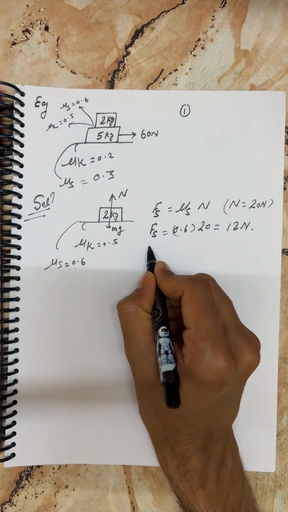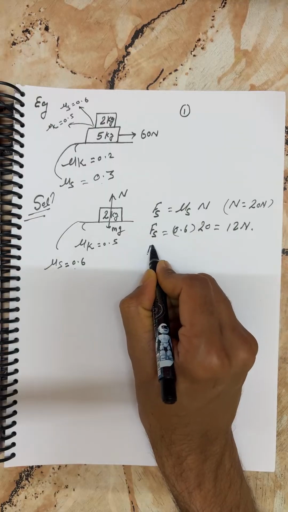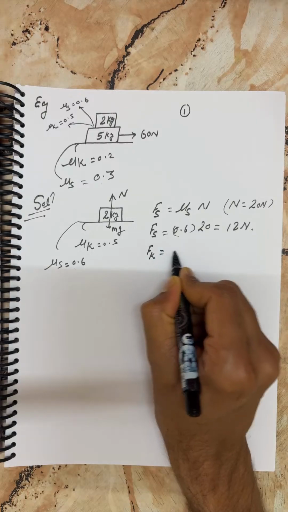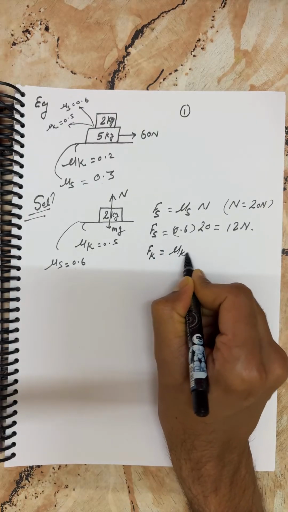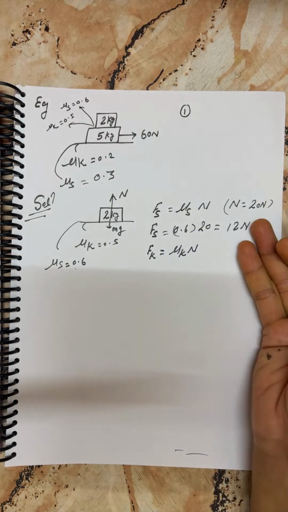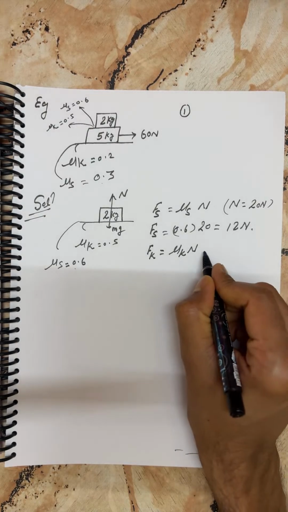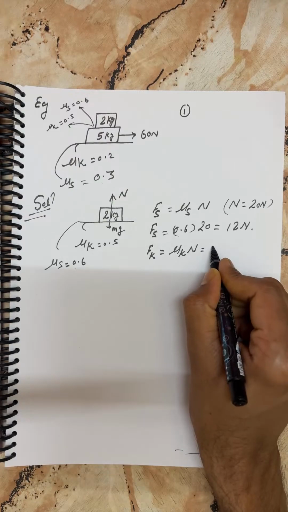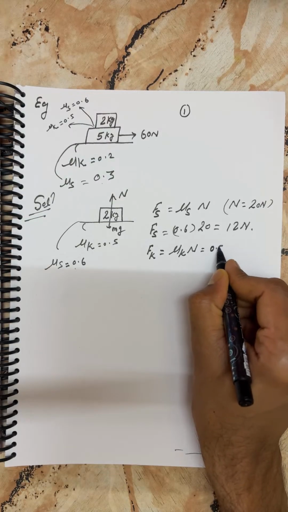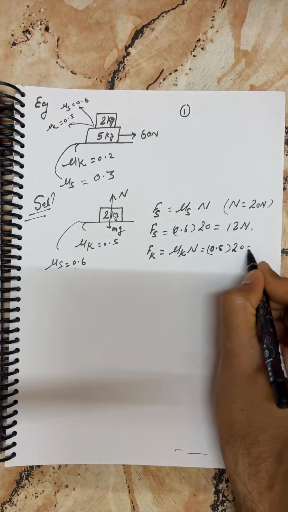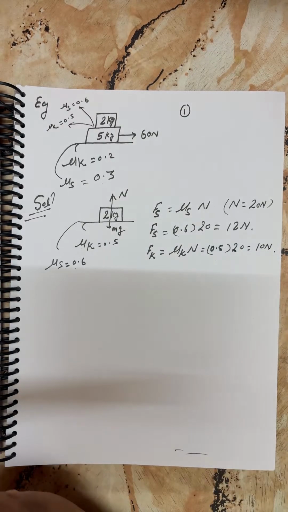Now, students, similarly, I can also find the kinetic friction here. So Fk, you can use the formula mu k into N, and N will be the same here, 20. So you write 0.5 into 20, which equals 10 Newton.